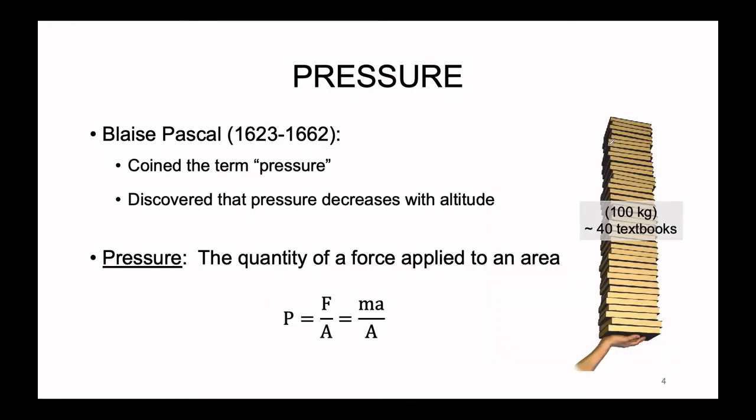The term pressure, which is what we can use to describe this behavior of the atmosphere, the ability for all of these gaseous particles to press down on the mercury, was first coined by Blaise Pascal, also in the 1600s. Blaise Pascal also confirmed Evangelista Torricelli's findings with his barometer, and also found, on top of that, that the atmospheric pressure seemed to decrease with altitude.